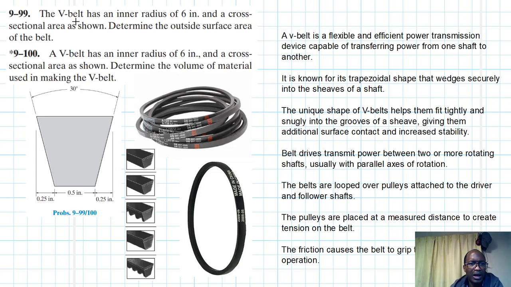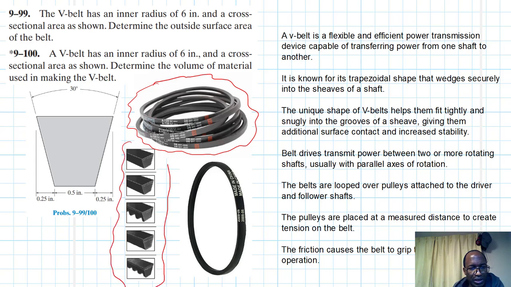Both these problems come from the Engineering Mechanics Statics textbook, 13th edition by R.C. Hibbeler. So let's briefly talk about what a V-belt is. We have the V-belt shown in this image, and different cross sections that come in a variety of types. We have been told that the inner radius for this V belt, imagine this is the center, up to there is 6 inches.